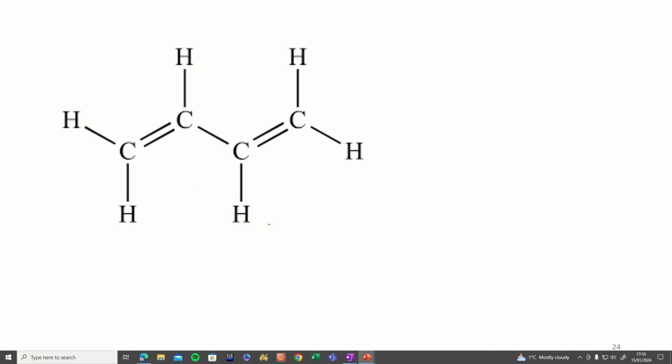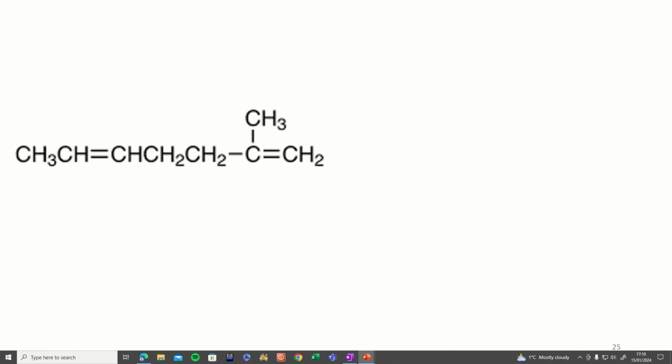Okay, here we have a butadiene. So we've got 1, 2, 3, 4. Okay, we have a double bond there. And we have a double bond, yes, between 1, 2. And that's all I would do there. There's no alkyl groups to deal with there.